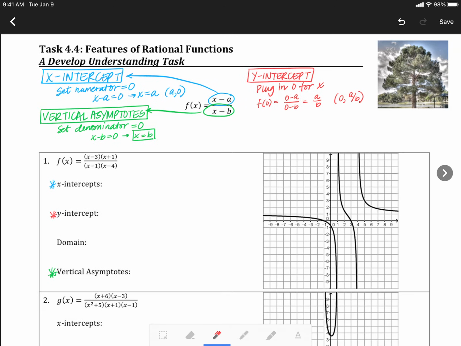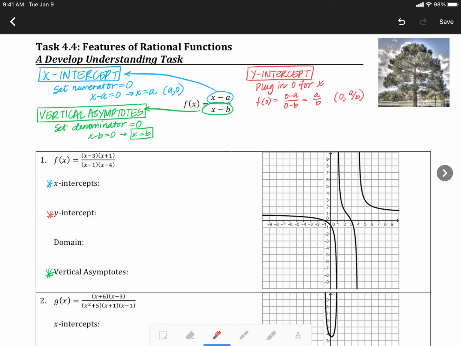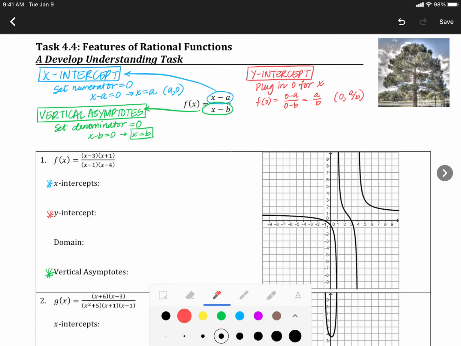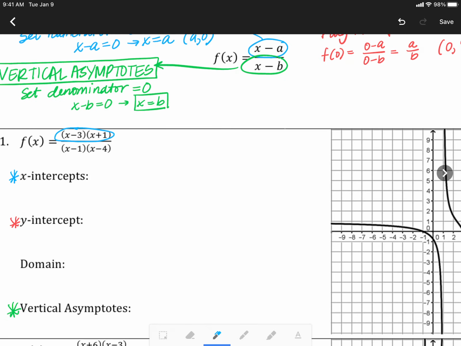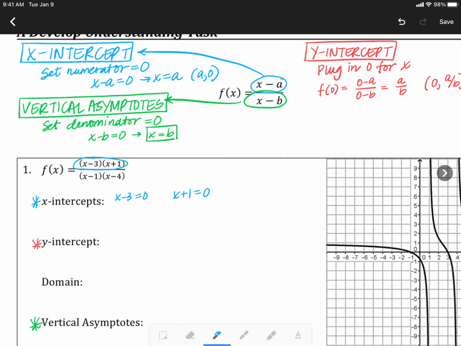So let's just do the first example together. I'm going to go step by step, referencing these notes we took above. Let's start with the x-intercept. I know we find the x-intercepts from the numerator, so I'm going to focus in on this right here. It could have been x minus 3 equal to 0, or x plus 1 equal to 0. Again, we are setting that numerator equal to 0 and finding all the factors. So add 3 to both sides, x equals 3. 3 comma 0 is one of our intercepts. Subtract 1 from both sides, x equals negative 1. Negative 1 comma 0 is our other intercept.